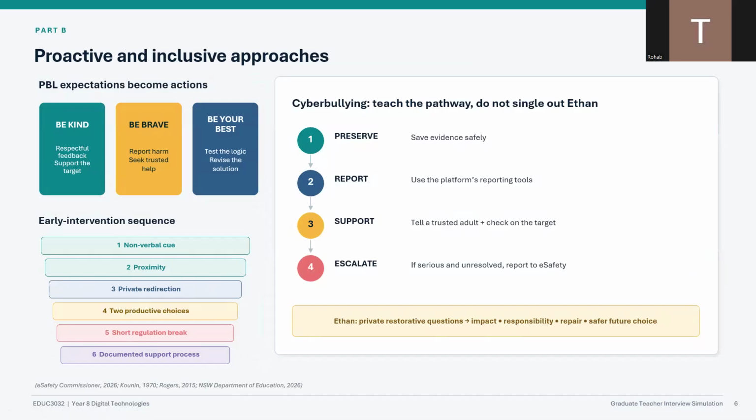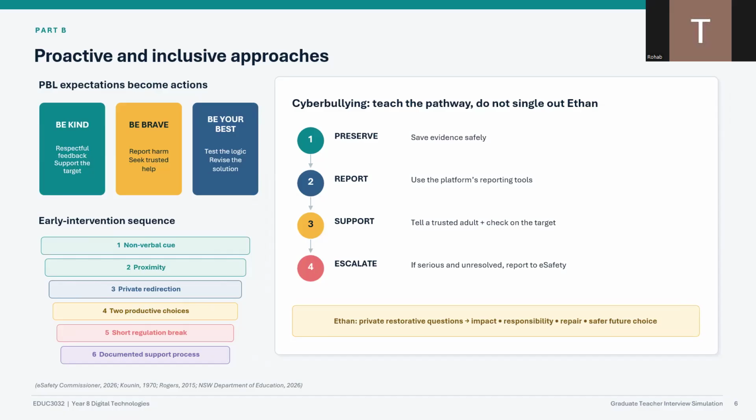Proactive and inclusive approaches, another important aspect of the class. My early intervention sequence is least intrusive first. Nonverbal cues, proximity, brief private redirection, and check the student's documentation, support the process if any escalation is required.